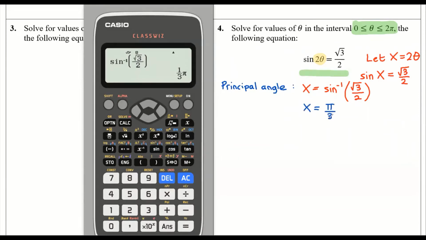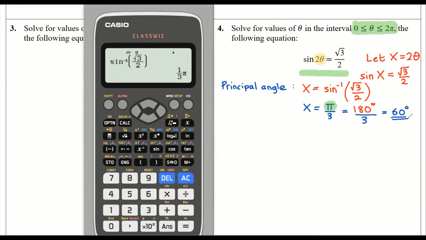Now, if you don't like dealing with radians, we can change this into degrees rather simply. Remember, for changing between radians and degrees, you simply swap out the pi for 180 degrees. So I'll do that. So this is going to equal 180 degrees divided by 3, which is of course 60 degrees. So we can deal with a principal angle of 60 degrees.